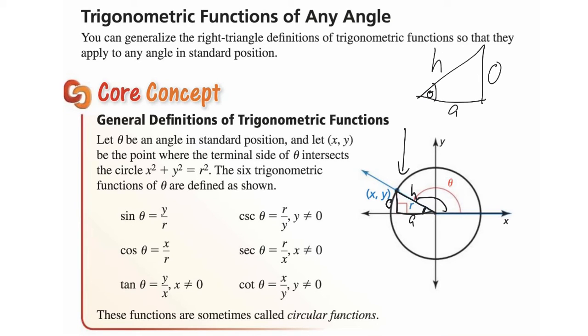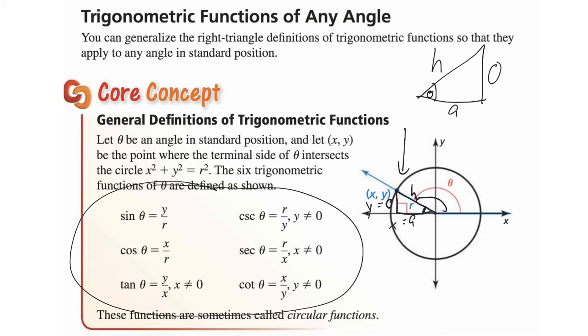If you look, your adjacent is the same thing as your x value and your opposite is the same thing as your y value. So that's going to create these. You have this point (x, y), and that's the terminal side where it intersects your circle x squared plus y squared equals r squared. Once again, that's just the Pythagorean theorem, but now we're using location to help us find it. Then we have these 6 trig functions, and these are circular functions.